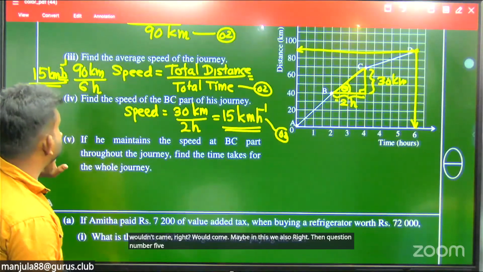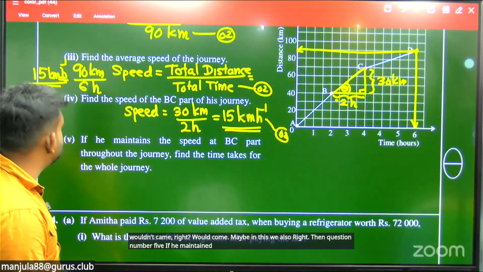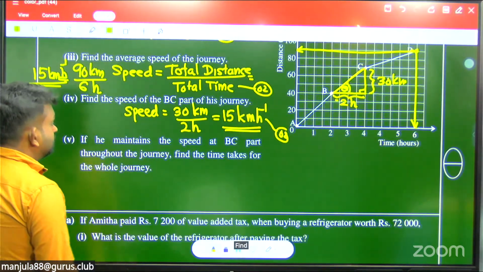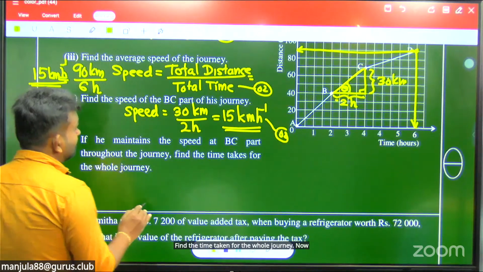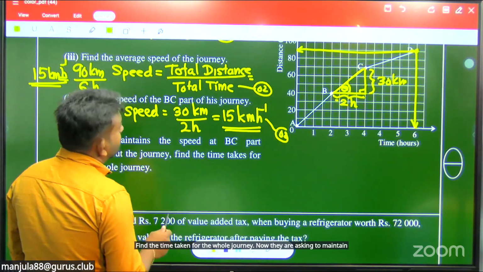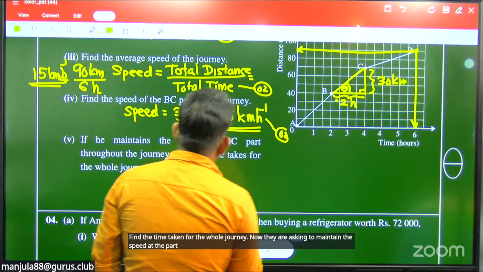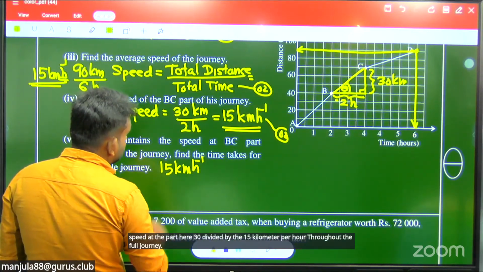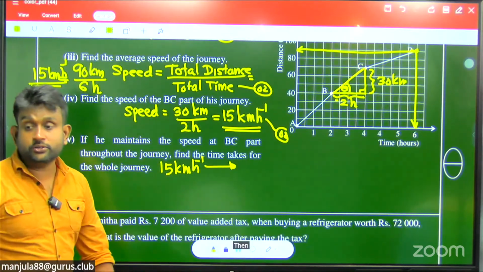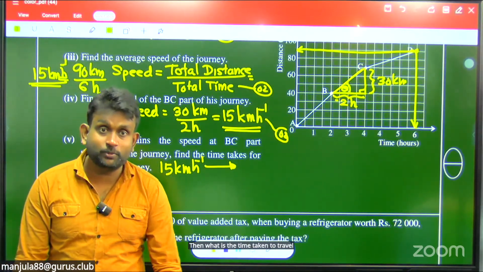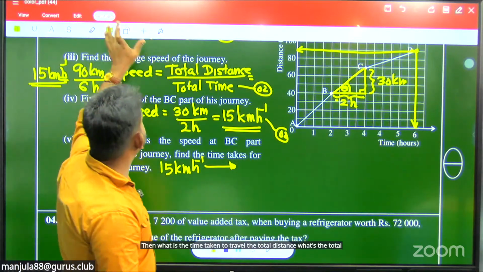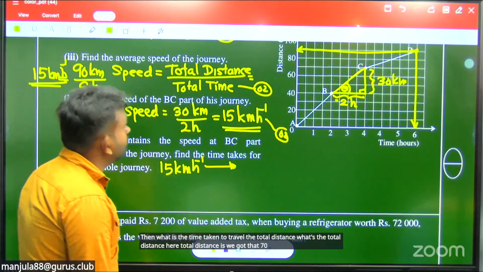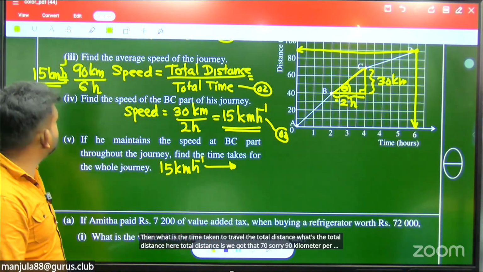Then question number 5. If he maintained the speed of the BC part throughout the journey, find the time taken for the whole journey. Now they are asking to maintain the speed of this part, 30 divided by 2, 15 kilometers per hour, throughout the full journey. Then what is the time taken to travel the total distance? What's the total distance here? Total distance is, we got that, 90 kilometers.